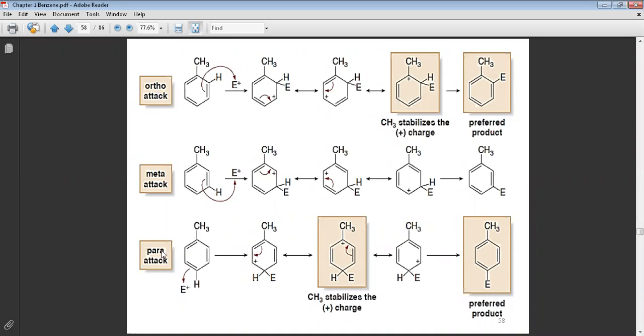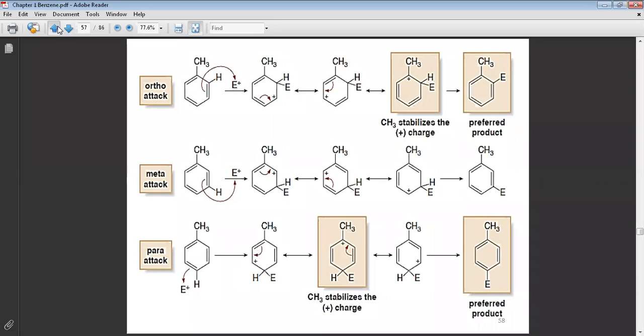Take the para attack. If we want the electrophile to come to the para position, this bond will open to attack the electrophile. This bond will attack the electrophile, and the positive charge will move to here.